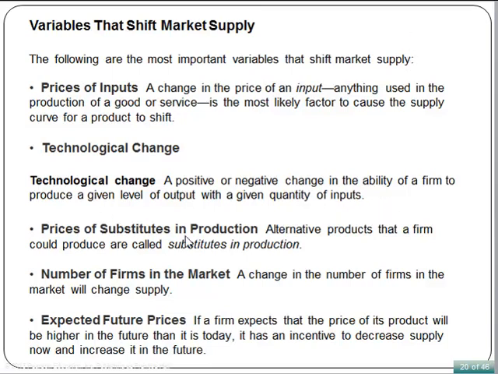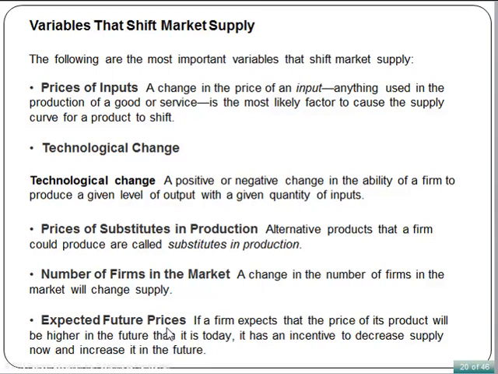Price of substitutes in production. Alternative products that a firm could produce are called substitutes in production. If the price of a substitute increases, then the supply of this good will decrease. Supply curve shifts to the left. Number of firms in the market. A change in the number of firms in the market will change the supply. The more firms are in the market, the more they supply. Supply curve shifts to the right.